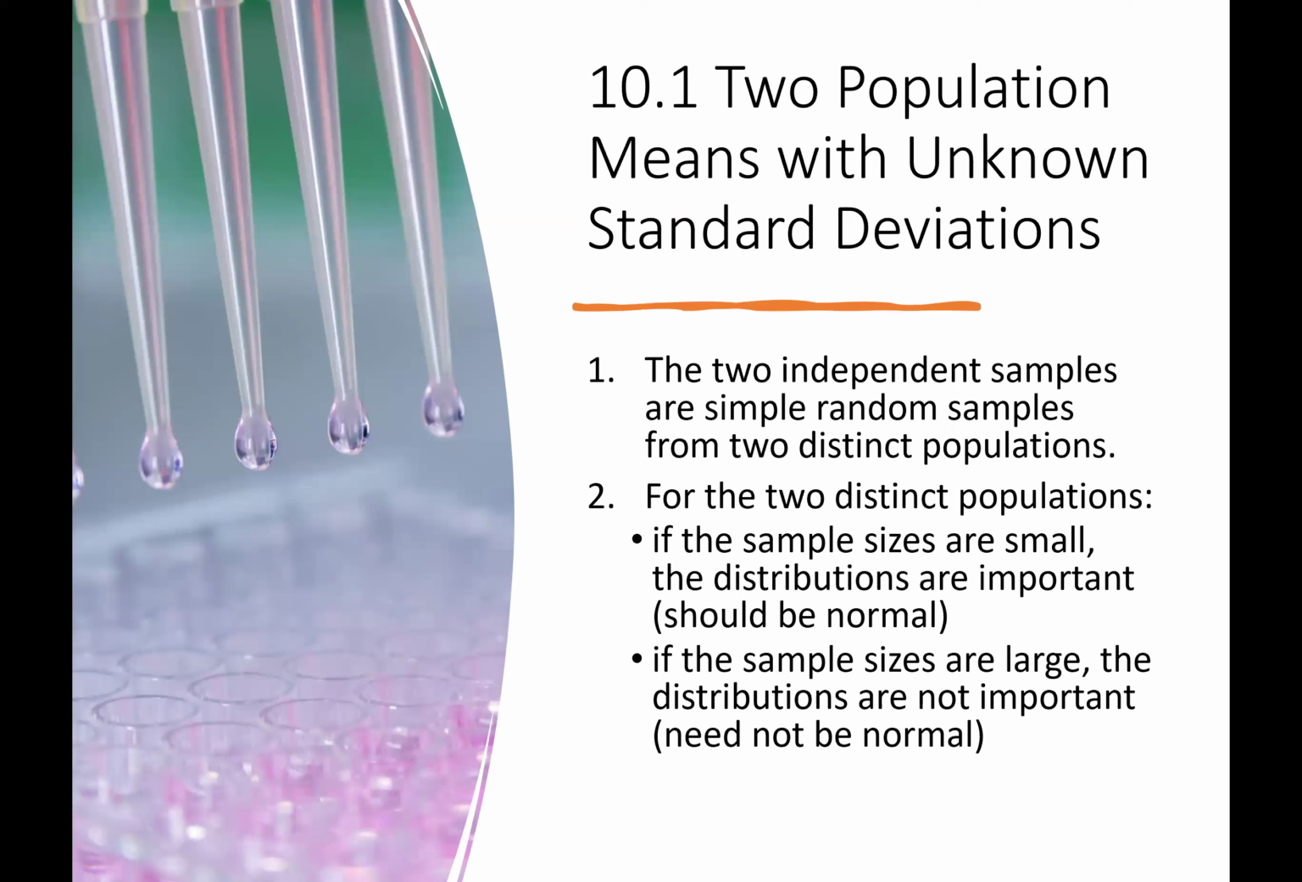All right, so let's calculate a hypothesis test with two population means with an unknown standard deviation. So we're going to be looking at two independent samples. They are simple random samples from two distinct populations. For the distinct populations, if the sample sizes are small, the distribution that the sample comes from should be normal. If the sample sizes are large, then we don't really care about the underlying distribution of the population.